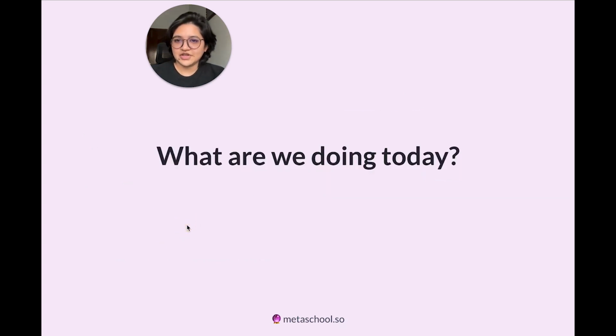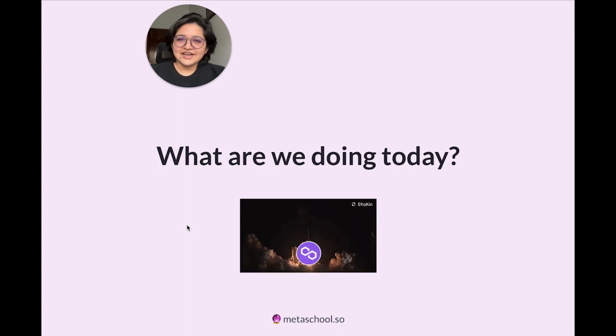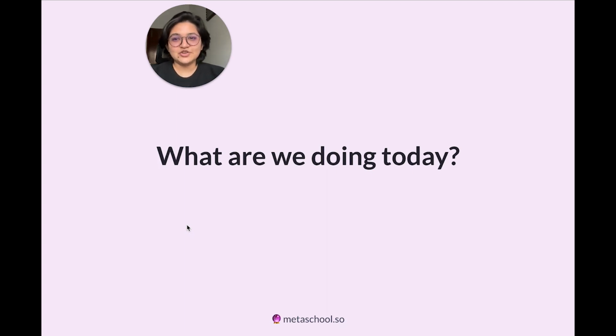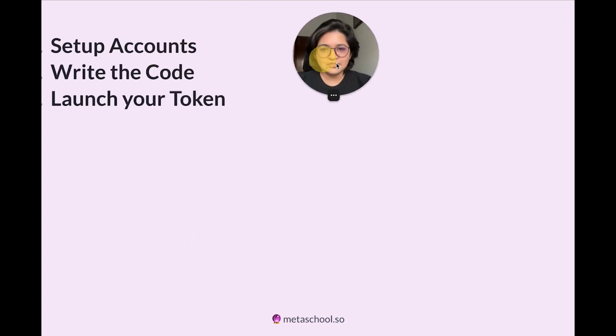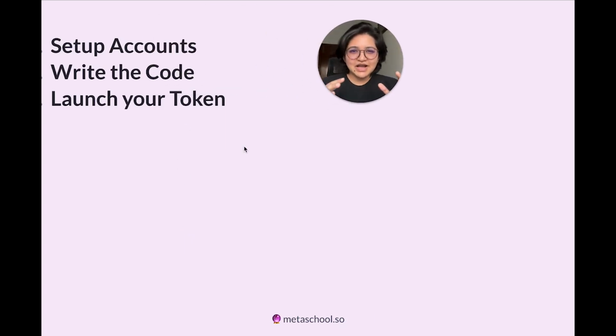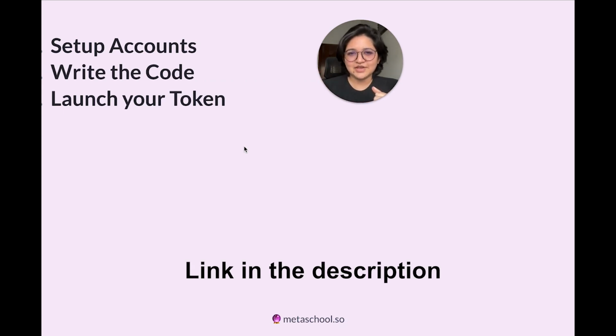What are we doing today? Launching your own token. But in order to launch your own token on Polygon, you'll have to take care of a few things. So we'll be setting up some accounts today. Number one, we'll understand how to use MetaMask. Number two, we will be using a node provider, or RPC node provider, through which we'll be able to communicate with the blockchain and tell it, hey, a new transaction is coming and you need to register it.